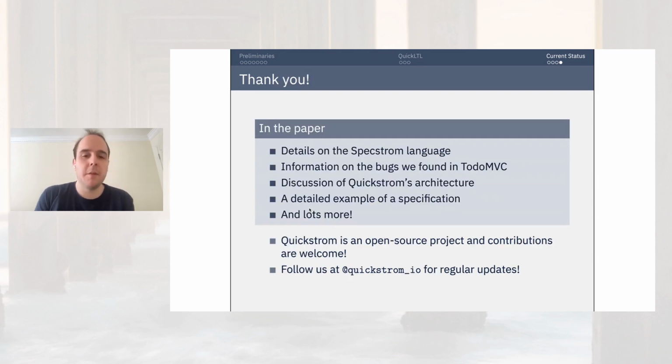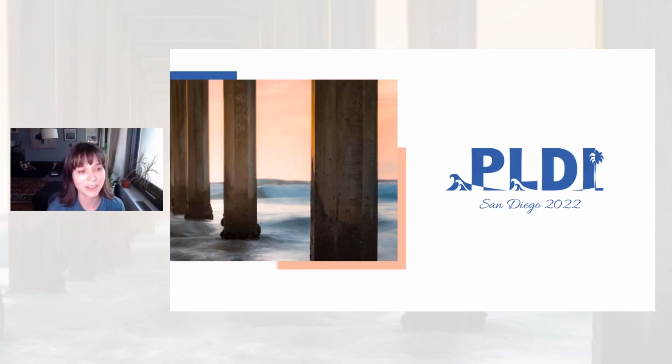All right, so there's a lot more details in the paper and information on the bugs we found, Quickstrom's architecture, the Spectrum language, and so on. And this is an open source project, so we welcome any contributions. I'm also looking for a PhD student possibly in this area, so if you're interested in that, please get in touch. Thank you.